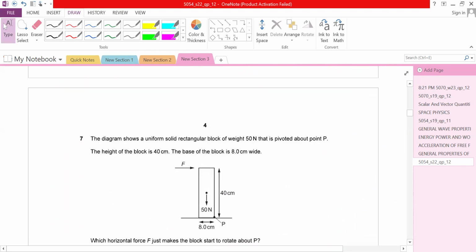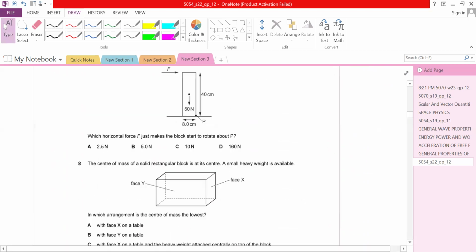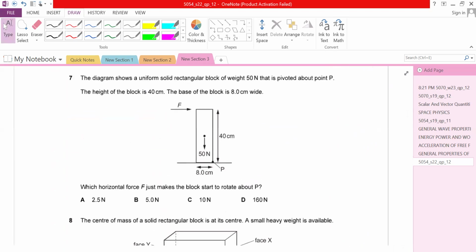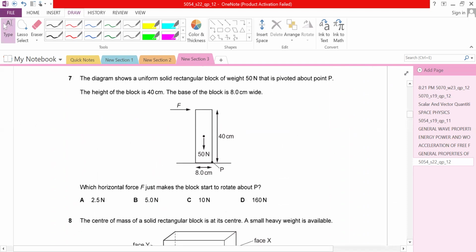Then question number 7. The diagram shows a uniform solid rectangular block of weight 50 newtons that is pivoted about the point P. The height of the block is 40 centimeter and the base is 8 centimeter wide. So this point P is the pivot, 8 centimeter base, 40 centimeter height, 50 Newton force. Which horizontal force F just makes the block start to rotate about point P?